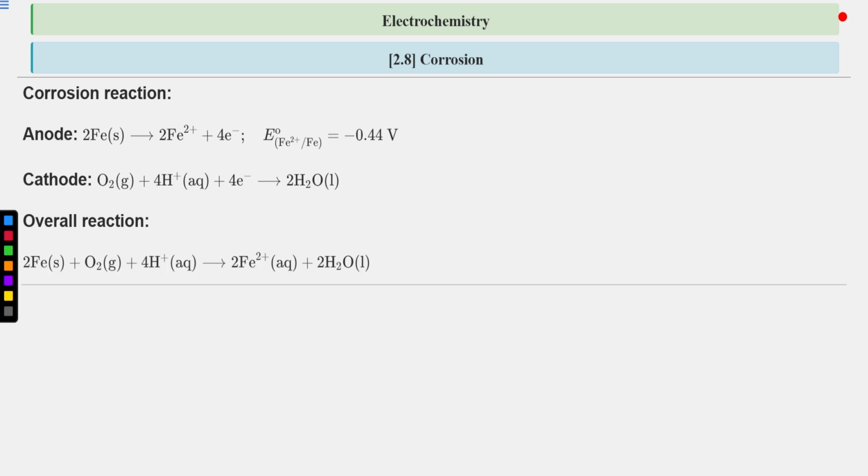Overall reaction involves the two iron metal atoms plus the oxygen in the gaseous form plus 4 protons in the aqueous form. So this much, this one, and this one, right? They will add up because this will cancel out, and the remaining will also add up. So at the product side, we will get 2 iron 2 plus ions, and 2 molecules of water. So this is the overall reaction of the corrosion.